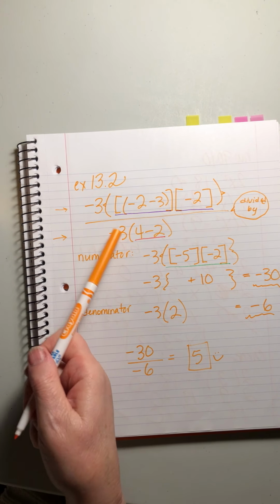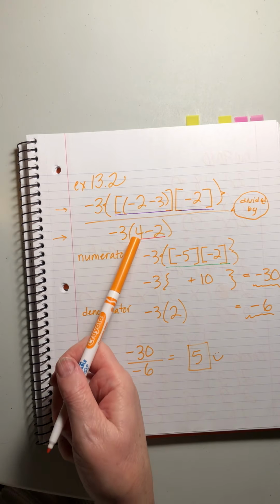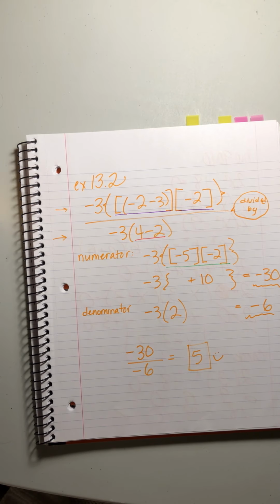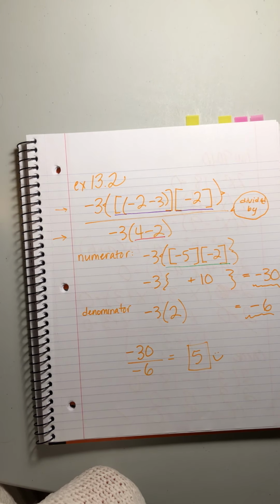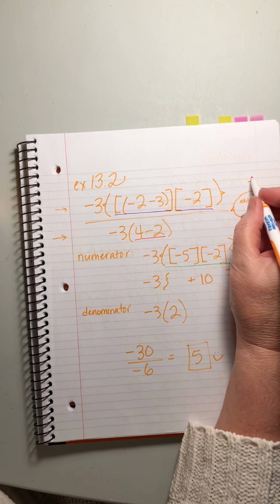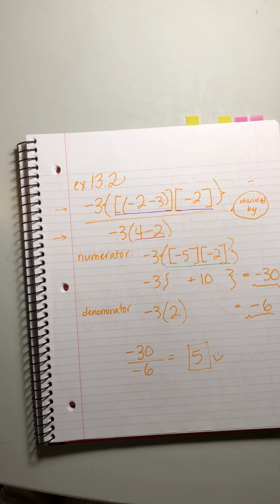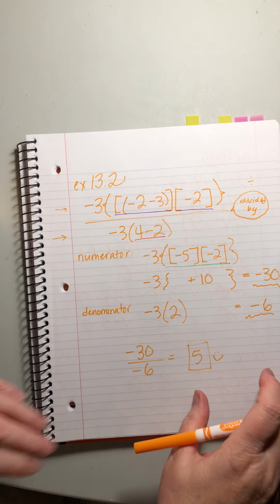All right, so that's how you approach these problems that are fractions, which remember, that just means they're division. This is mathematicians' favorite way to show division in algebra. We don't use this little sign very often, okay? So there's example 13.2. Let's carry on.